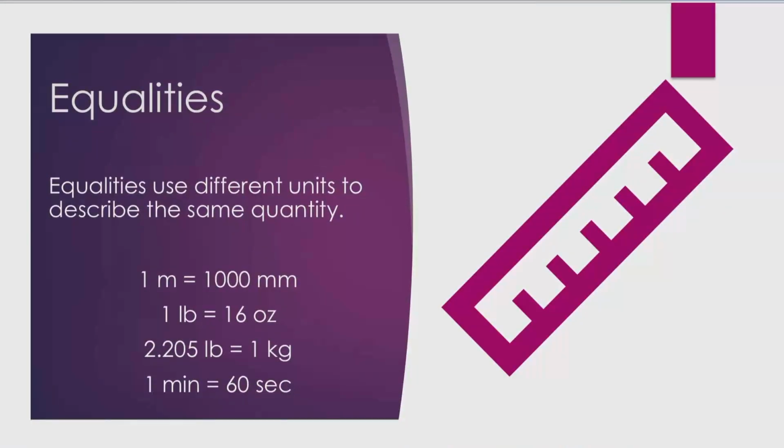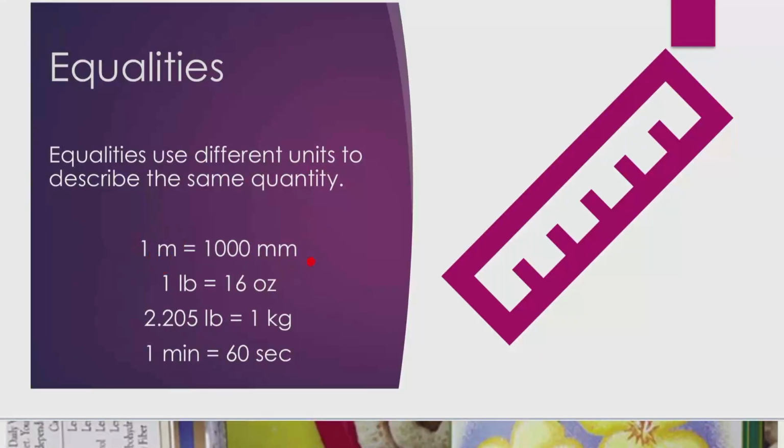Okay, we also have equalities, two things that are equal. So equalities use different units to describe the same quantity. So you can measure stuff in meters. 1 meter is 1,000 millimeters. And in the metric system, these are all exact. There's no rounding or estimation. In our units of weight, the English units of weight, 1 pound is equal to 16 ounces. 2.205 pounds is 1 kilogram. 1 minute is 60 seconds. So these two things, 1 minute equals 60 seconds. So you can convert between the two.